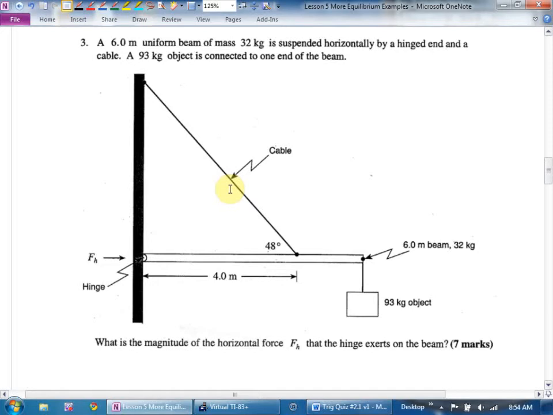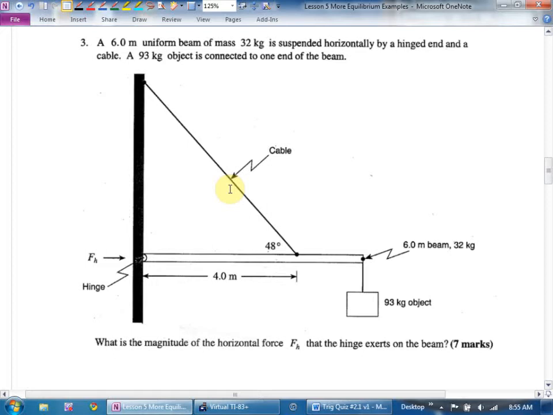This is about as tough as I can ask you, I think. It says this. A 6 meter uniform beam of mass 32 kilograms is suspended horizontally by a hinged end and a cable. A 93 kilogram object is connected to one end of the beam, and it wants me to find the force on the hinge.